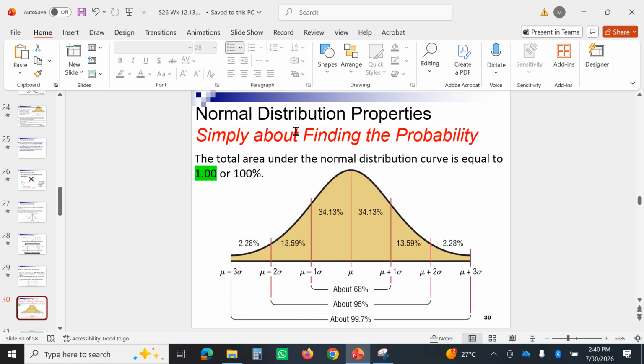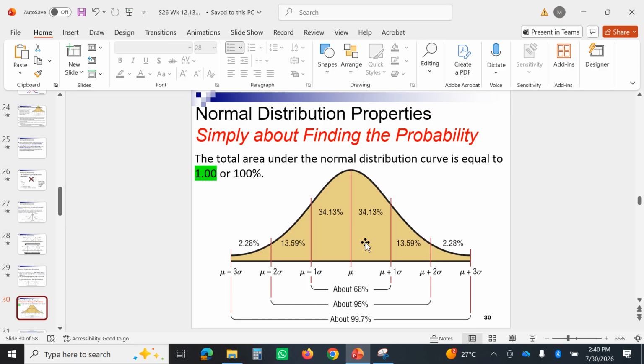All right, let's go. So the normal distribution properties, you guys have seen this slide before. This should be nicely familiar, which is why I threw it up a couple weeks prior, just to show you guys the exposure. Okay.